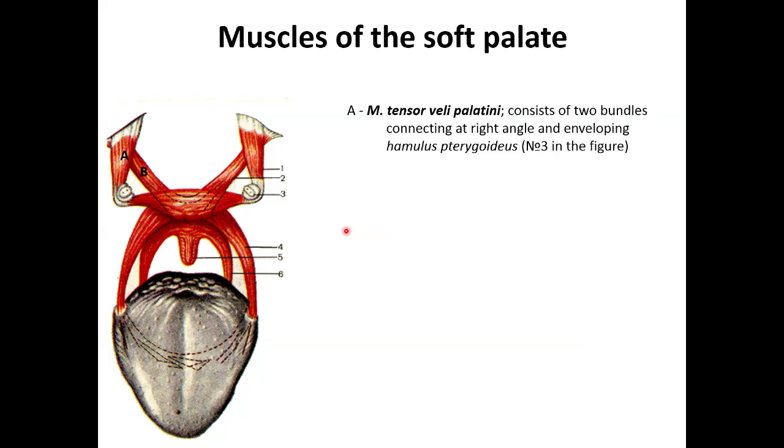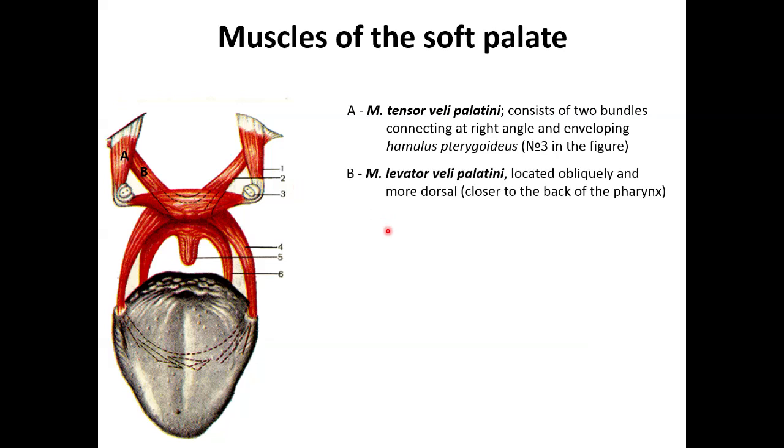And another muscle I use for designation letter B here from the right side and number 2 from left side. It's musculus levator veli palatini. Why levator? Because when it contracts, it will elevate the palate. It moves the palate superiorly. That means elevation. That's why levator veli palatini.